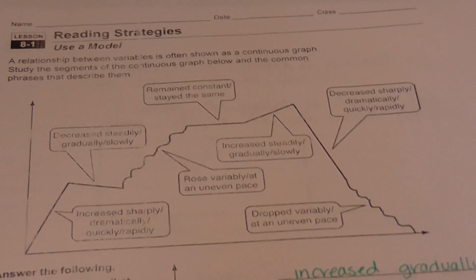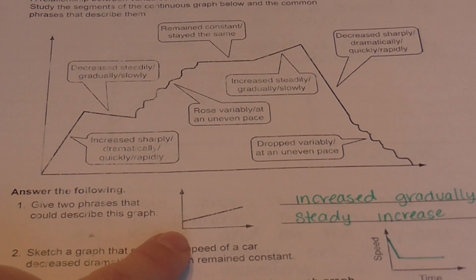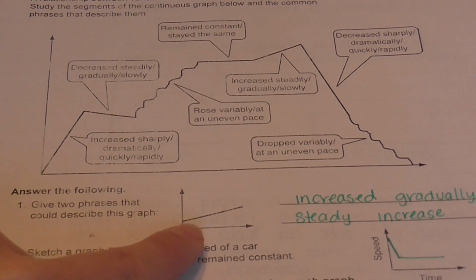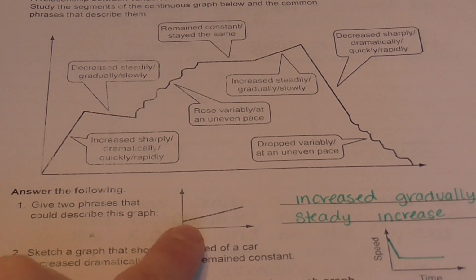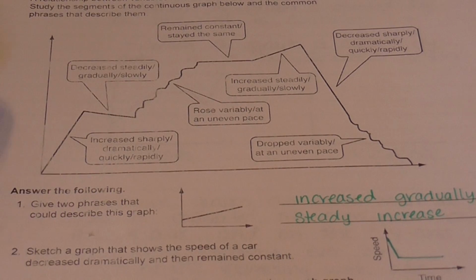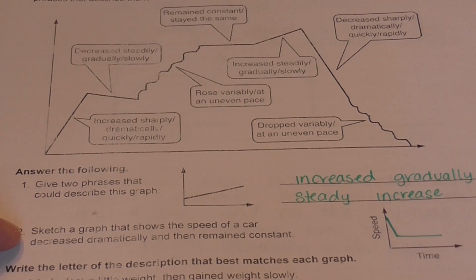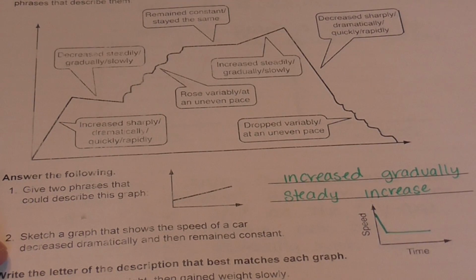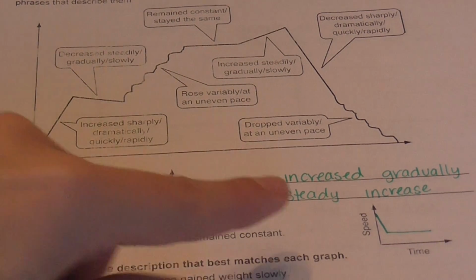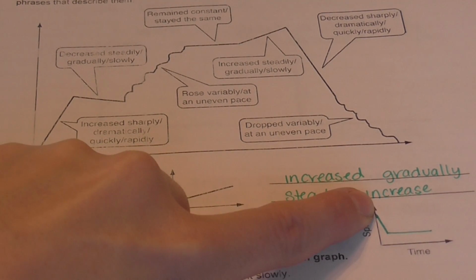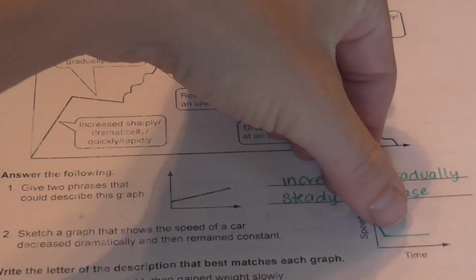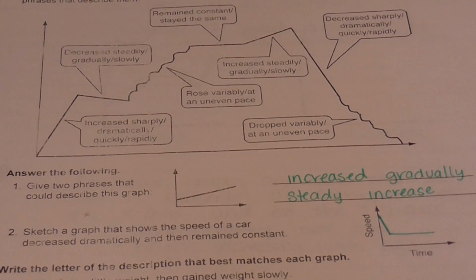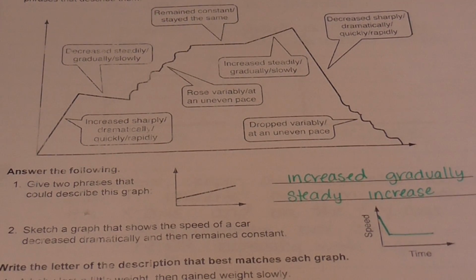All right, so if you take a look at a graph like this and it says give 2 phrases that could describe, you could say it increased gradually, or there was a steady increase, okay? Or sketch a graph that shows the speed of a car decreased dramatically and then remained constant. So they're traveling along real fast and they see a cop, so they slam on the brakes and then they just stay at the speed limit the whole time after that. Just as an example of what the story could be.